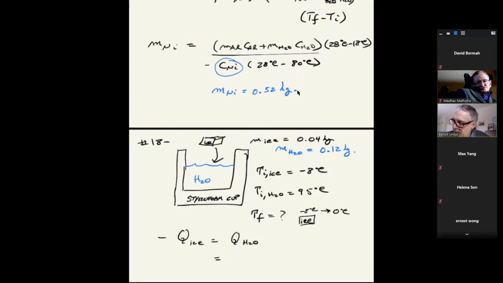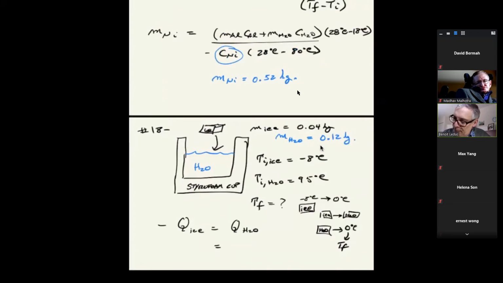Now that you're at 0 degrees Celsius, the ice melts into water. And now you have this 40 gram of ice that has been turned into water. Now you have to warm it up to the final temperature. This is the water that has melted, and of course the whole water also has to reach equilibrium, so from 0 degrees Celsius to the final temperature.